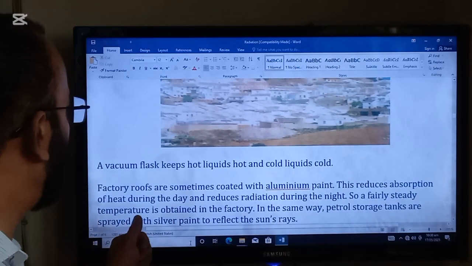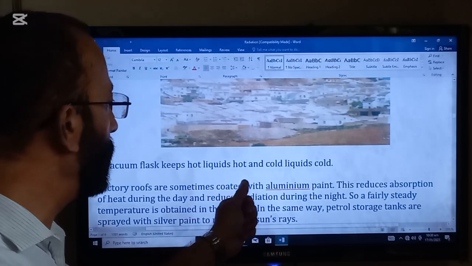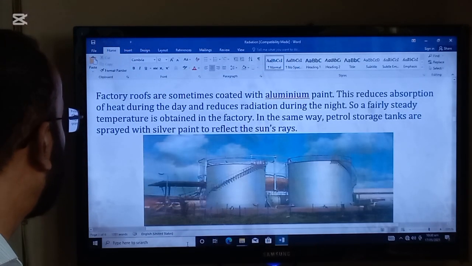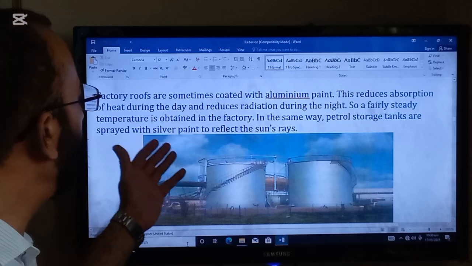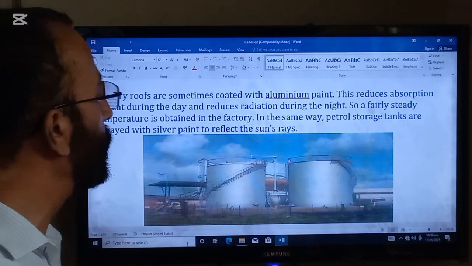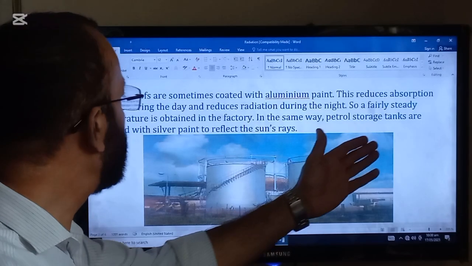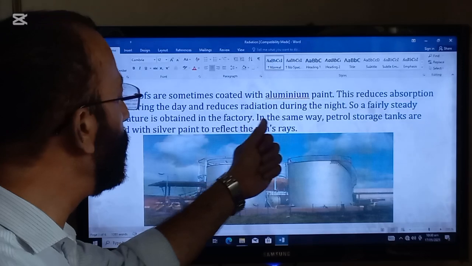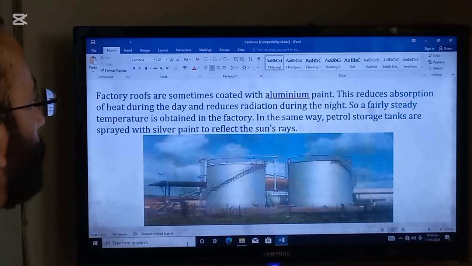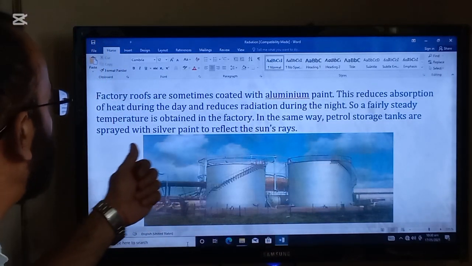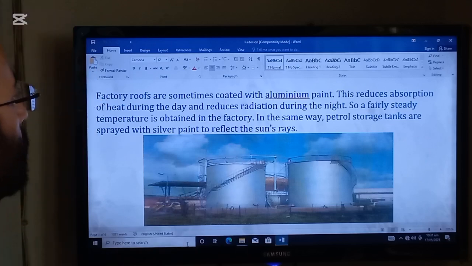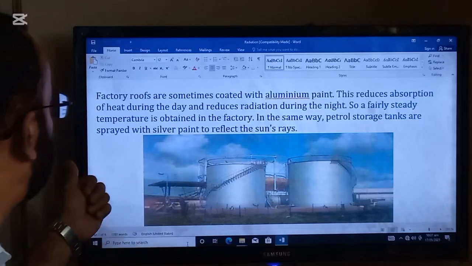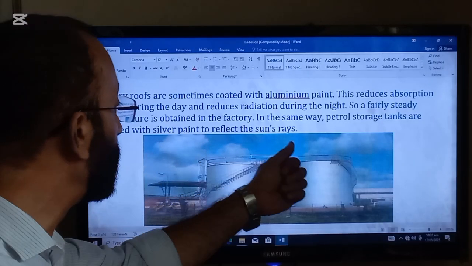A vacuum flask keeps hot liquid hot and cold liquids cold. Factory roofs are sometimes coated with aluminum paint. This reduces absorption of heat during the day and reduces radiation during the night, so a fairly steady temperature is obtained in the factory. In the same way, petrol storage tanks are sprayed with silver paint to reflect the sun rays.